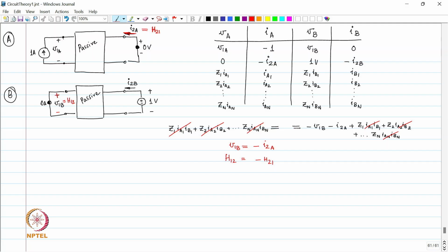Any questions? So, when does this hold? When the network is made up of circuit elements that follow Ohm's law. Which elements follow Ohm's law? R, L, C, all kinds of passive circuit elements.